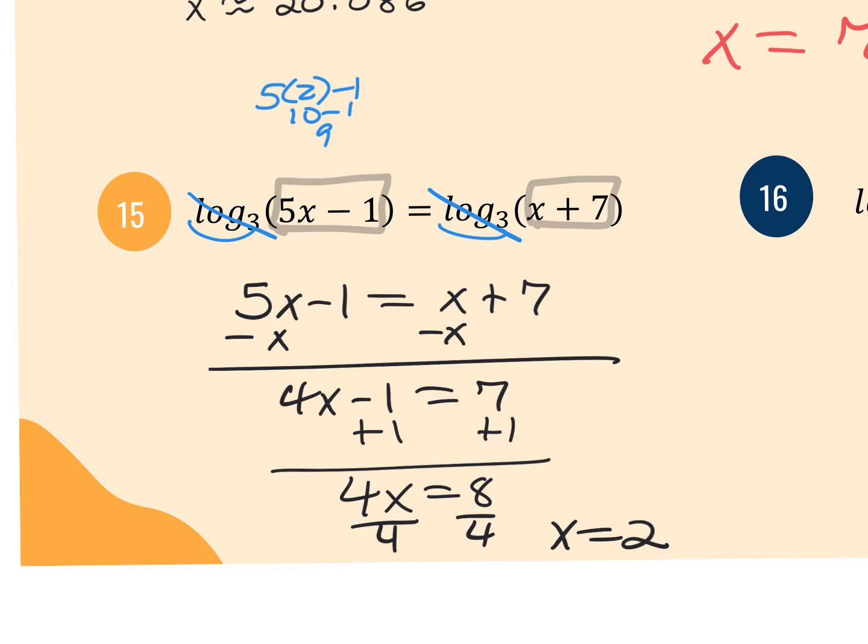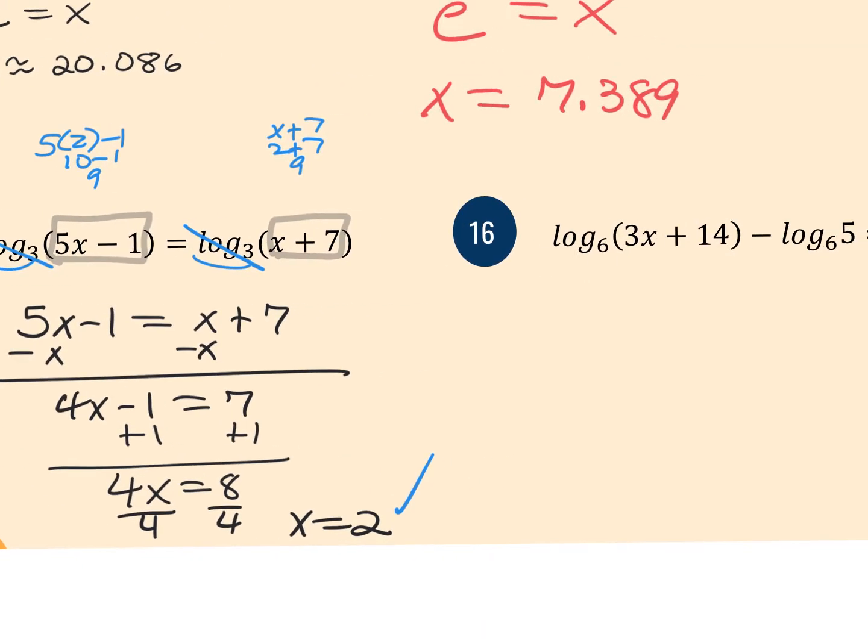And then over here, x plus 7, plug it in. 2 plus 7, this one's 9 as well. So I know that nothing became negative, so x equals 2 is a good answer. Let's try the next one.